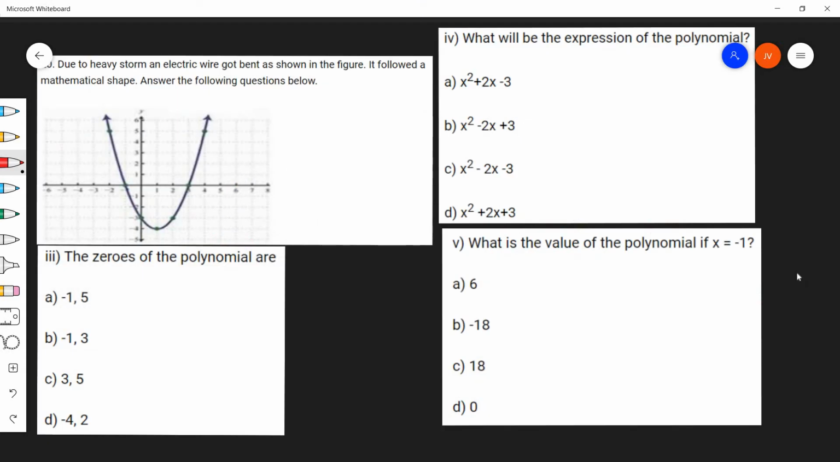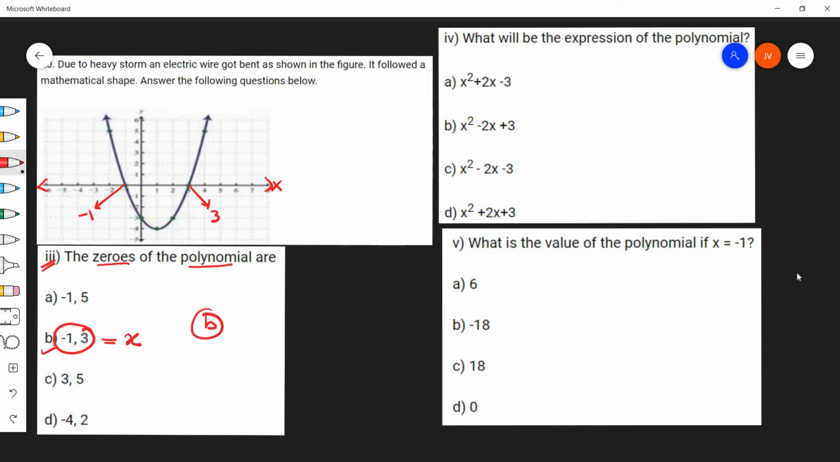Now let us answer the third bit of the case study question. The third bit is: the zeros of the polynomial are. That means we have to read the zeros. As I told you, the points where the graph intersects the x-axis are called zeros. Zeros are the values of the abscissa. One of them is -1 and another is +3. So zeros are -1 and 3, and both are values of x. So the correct answer is option B.